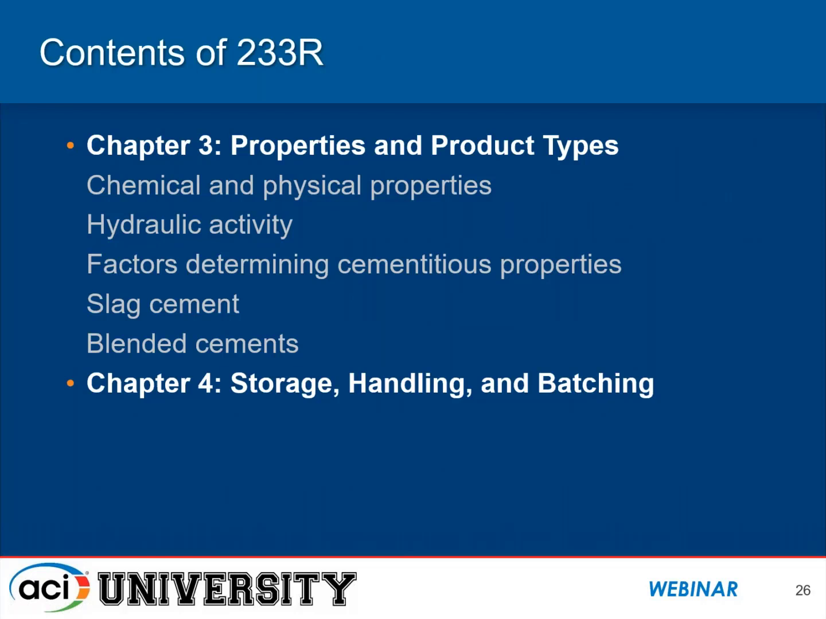So the 233R has different chapters in it. The first part, chapter 3, is on properties and product types, and I'll talk a bit about that. I won't talk about storage and handling. It's typically handled with slag cement just like Portland cement. It's pneumatically handled after it's ground into silos and into trucks and into the ready mix plants or precast plants.